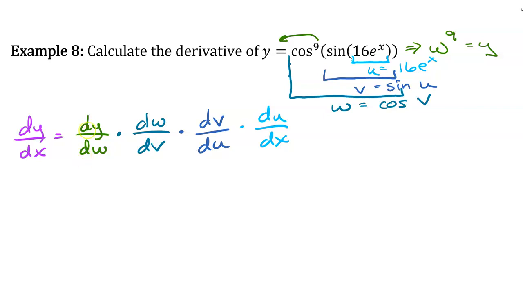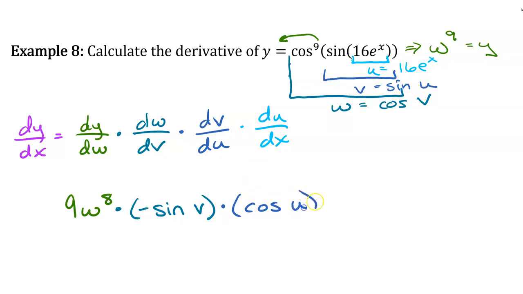So let's see here. dy dw would be 9w to the 8th times dw dv. So the derivative of cosine is negative sine of v. And then dv du, derivative of sine is cosine. And you may start to be very thankful that I use color coding so much. And then du dx, the derivative of 16 e to the x would just be 16 e to the x again.